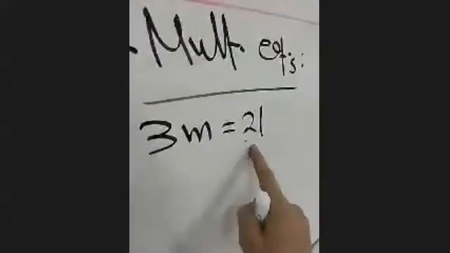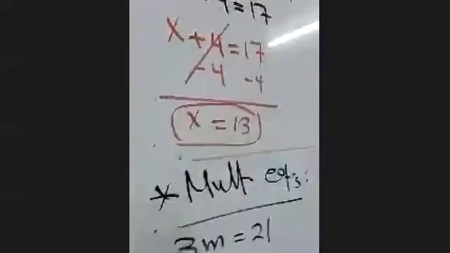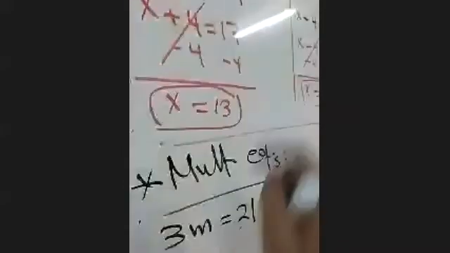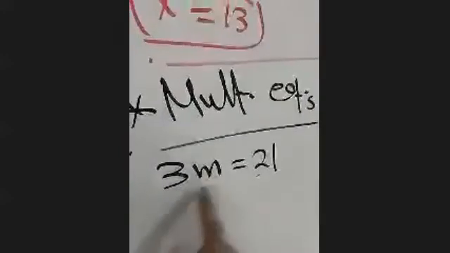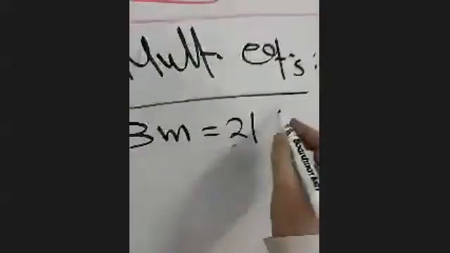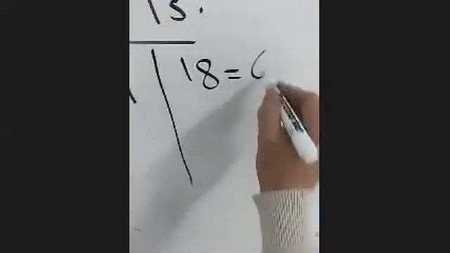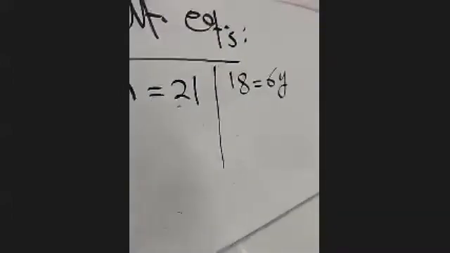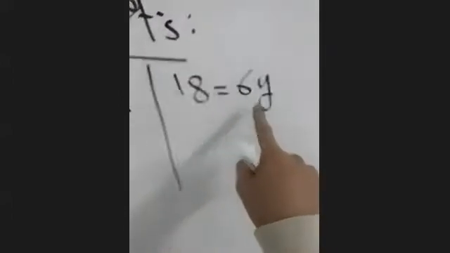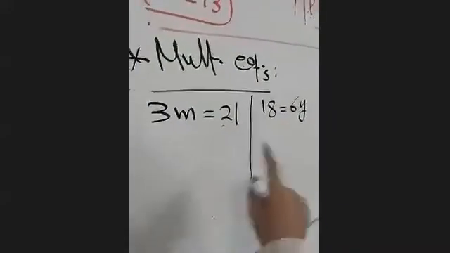3m equals 21. It's not a 3 plus m like addition, or a 3 minus m like subtraction. It's 3m. 3m means 3 multiply m. Or for example, 18 equals 6y. 18 equals 6y, 6 multiply y. So if you have multiplication, we call it one-step multiplication equations.